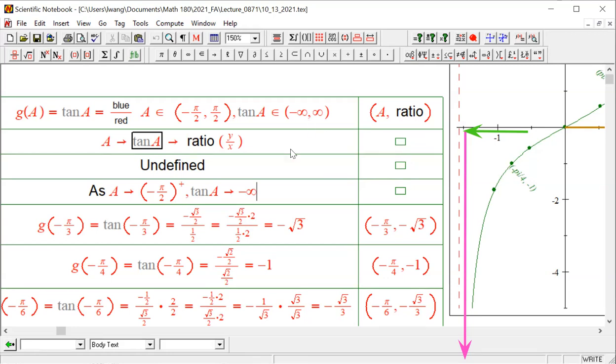Now, you see the function is between negative pi over 2 and pi over 2. So we observe the pattern. We observe the ratio when the angle approaches negative pi over 2 from larger than negative pi over 2. So that's this piece. Now, the next piece we wish to observe.